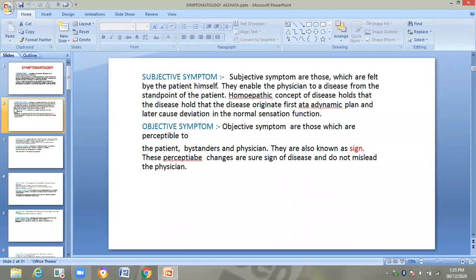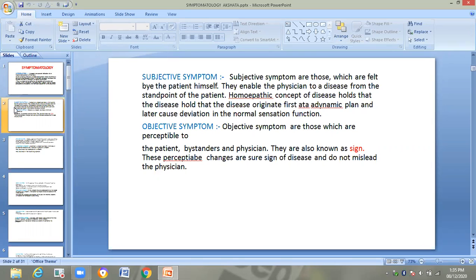So, first, there is some feeling of uneasiness. There is some feeling that something is going wrong with him, and after that some unwanted sensations or changes in his functioning take place.